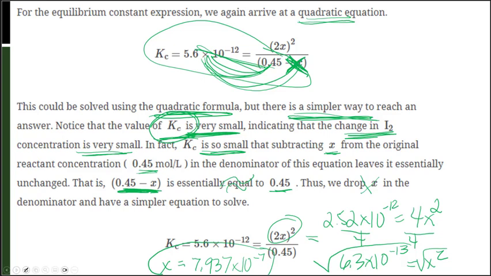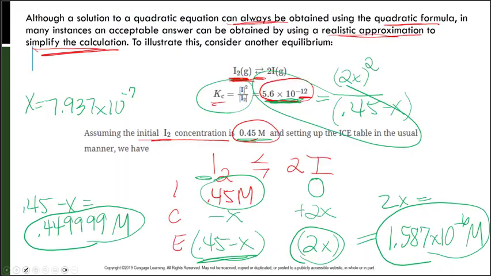Let's look back at our original equilibrium concentration expressions. When I did 0.45 minus x, notice I got 0.449999. Again, that is so little of an amount that we lost, and that's why we were able to neglect x. If I did 2 times x, I got 1.587 times 10 to the negative 6 molarity.